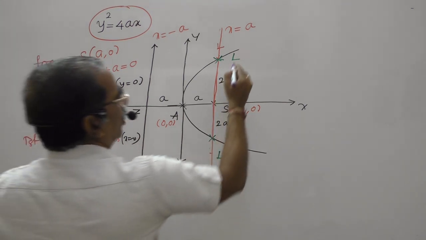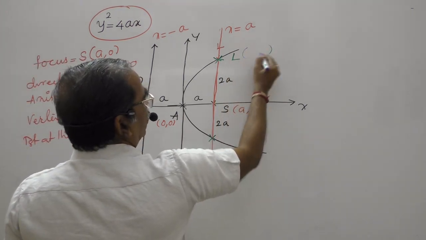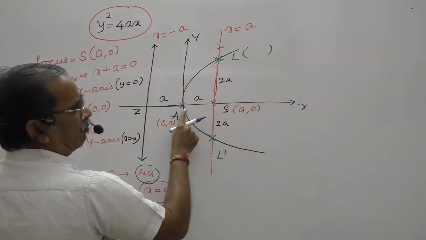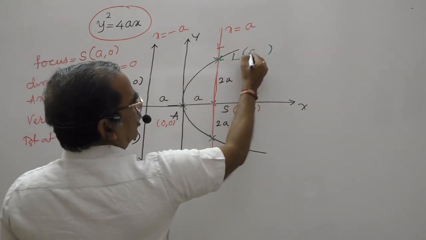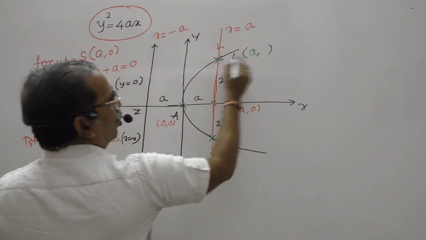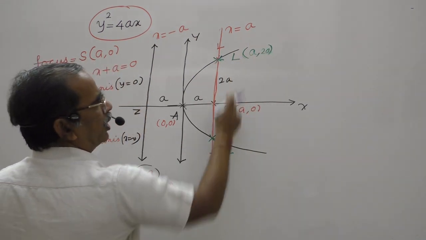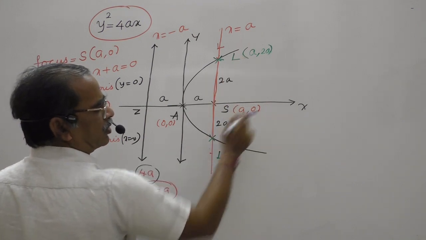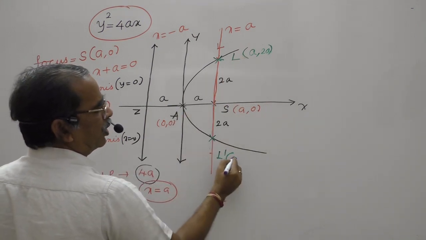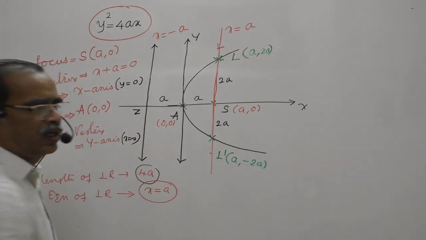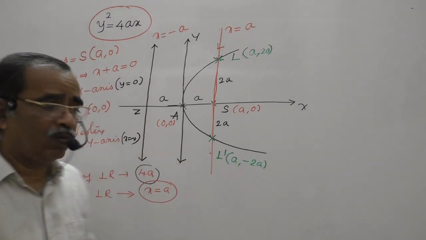You can also write the coordinates of these two. What are the coordinates of L? For this, the x coordinate is a and the y coordinate is 2a. This will be the image of this in the x-axis. Same x coordinate but the y coordinate is negative. These are the ends of the latus rectum.